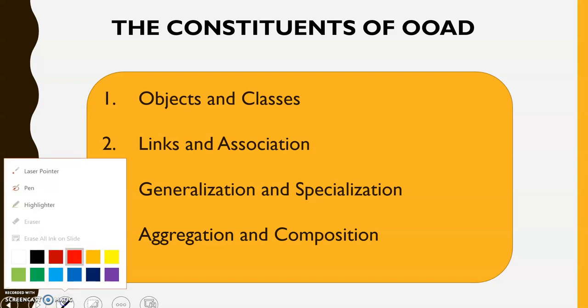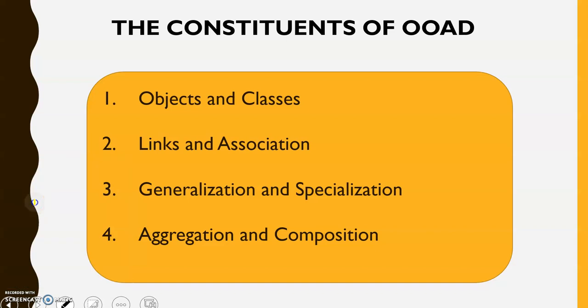Hello everyone. These days we are studying the constituents of OOAD, and in the last lecture we discussed objects and classes, right? In today's lecture we will go for links and association. But before we go for links and association, let's take a look at the difference between objects and classes.